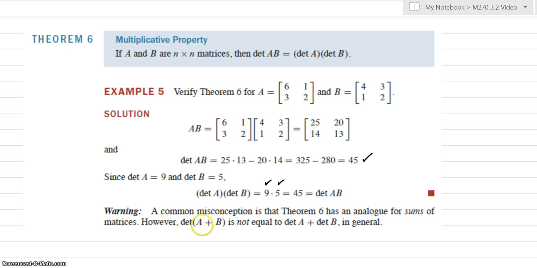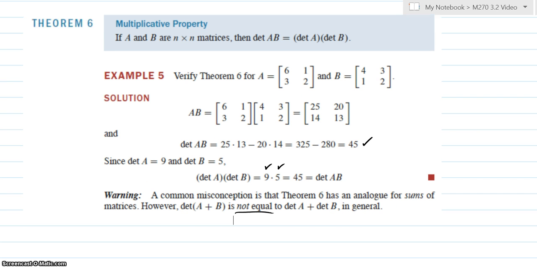There's a warning. A common misconception of Theorem 6 is that the determinant of A plus B is equal to the determinant of A plus the determinant of B, which is not true. They're not equal. So it only works for multiplication.